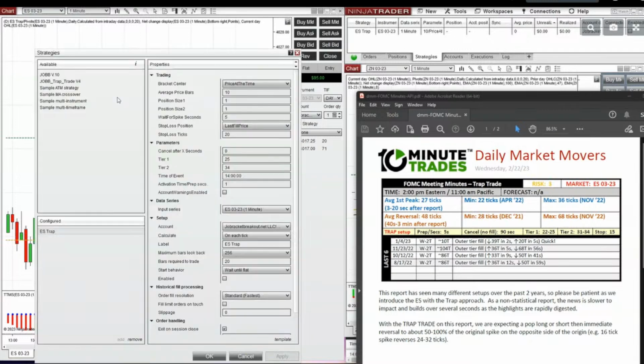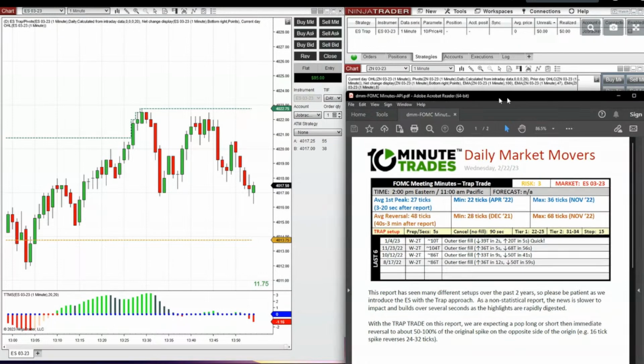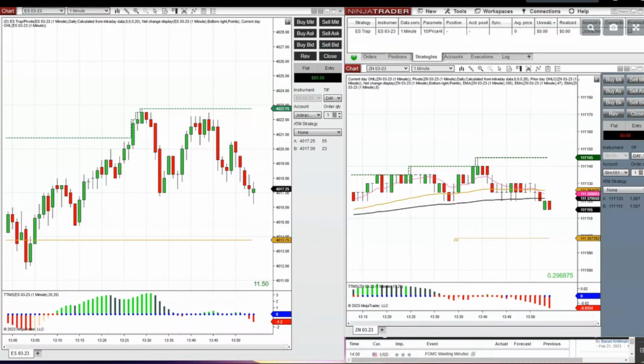So I've got a tier of 25 ticks, a tier of 34 ticks, a 20 tick stop. The time of the event is 1400. 1 second activation time because we got filled early last month. And the testing is very good with that activation. So it's sort of like we know this can be volatile. So that puts the orders on the chart right before the news comes out.